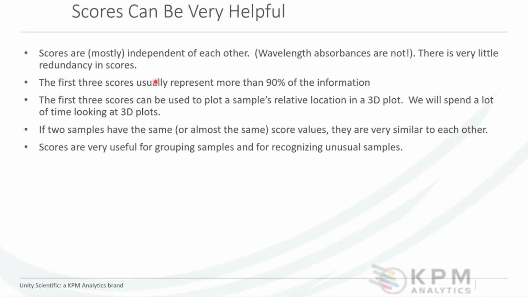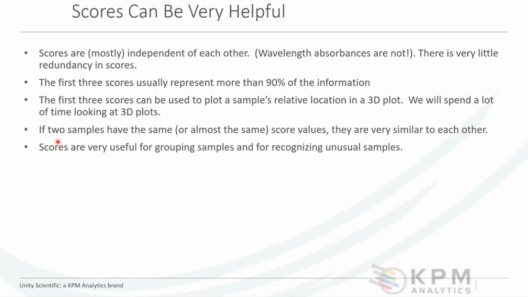One of the nice things about calculating these scores and working through this system in a decreasing order, explaining more and more variance, is there's very little redundancy in scores. So it gives us an opportunity to find independent and useful information in the data set. The first three scores usually represent a huge majority of the information, but might not be where you need your information for your constituent of interest. The first three scores can be used to plot a sample's relative location, so you're looking at the gross characteristics of the spectra. Every once in a while, you need to look in a 3D plot at higher order or fourth, fifth, and sixth factors to find information that's useful.